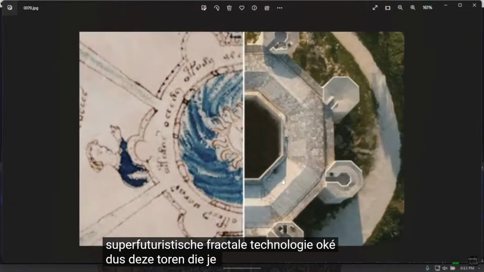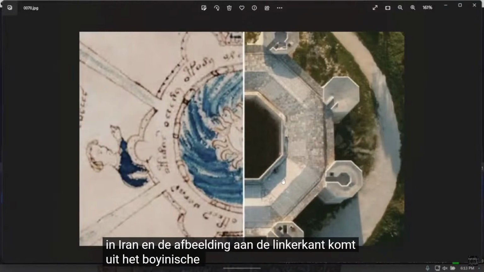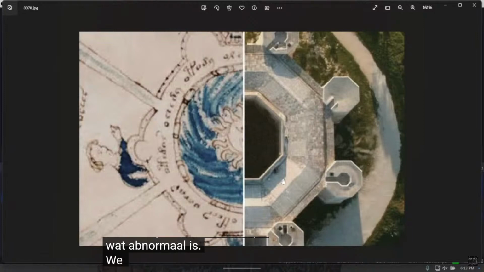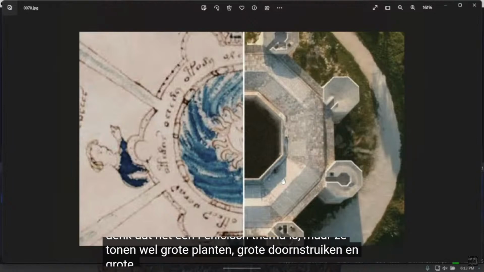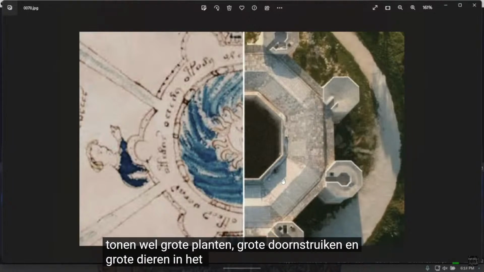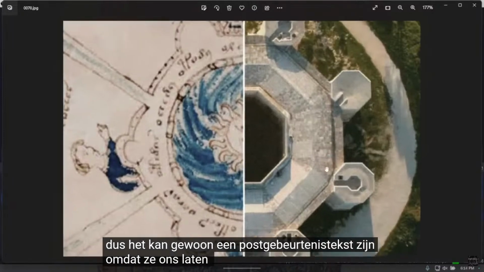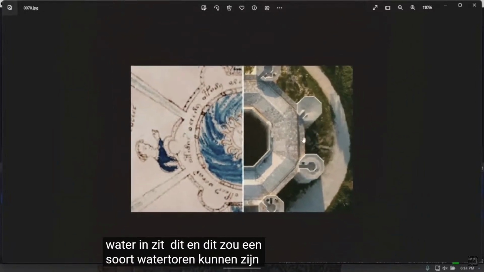Okay, so this tower you can see on the left is in Iran, and the image on the right is out of the Voynich manuscript, which is anomalous. We don't know who the author is. I feel that it's a definite watery theme, and I think it's a Phoenician theme, but they do show large plants, large fauna, and large animals in the Voynich manuscript. So it could be just a post-event text which they're showing us, but that might be a clue because there's water inside this, and this could be some sort of water tower looking from above.